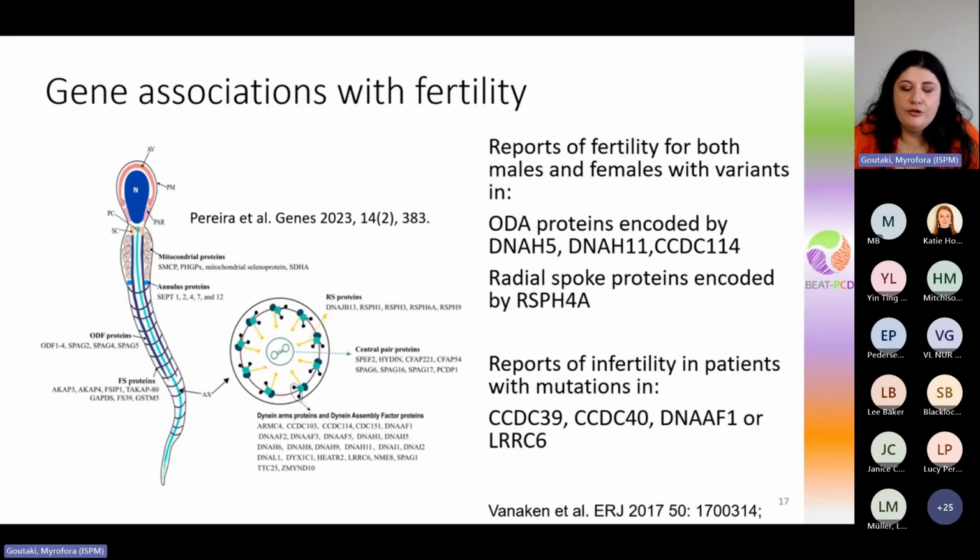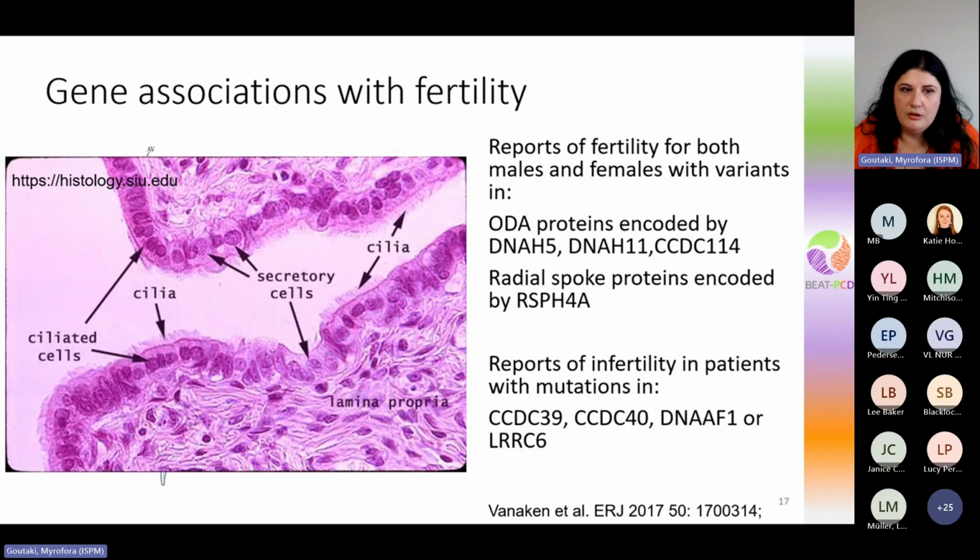And about fertility, things are a bit more complicated than the respiratory phenotype. We know that both for the sperm flagella, but also for the oviducts, the motile cilia play a big role, and the mutations lead to fertility problems.